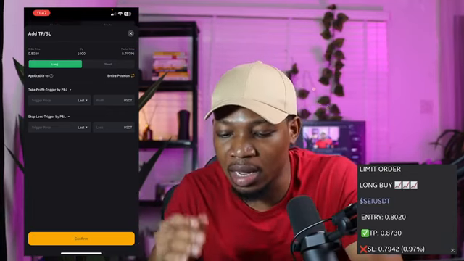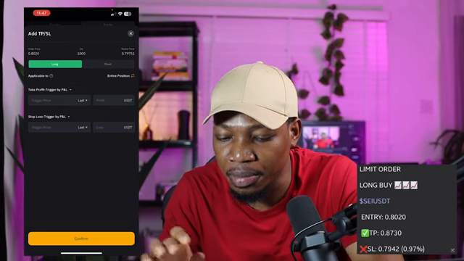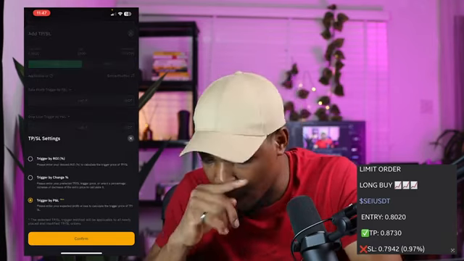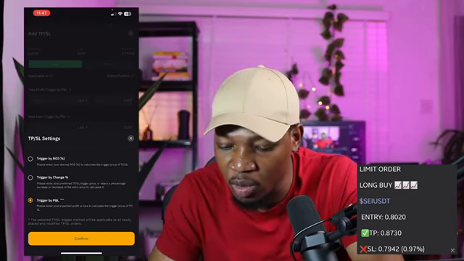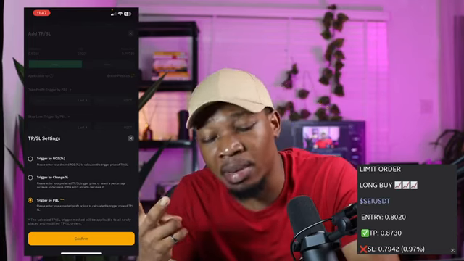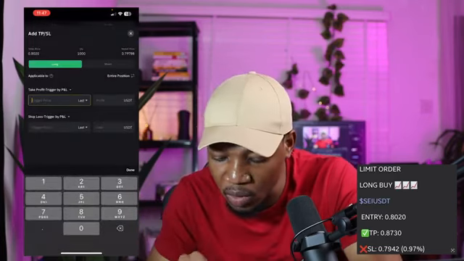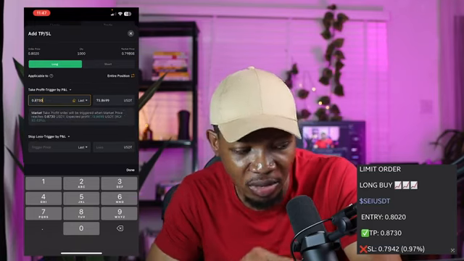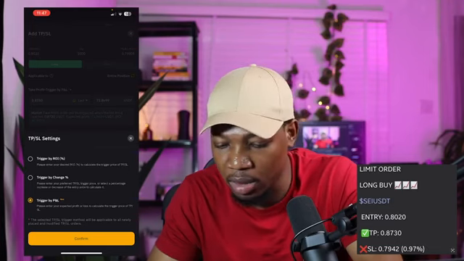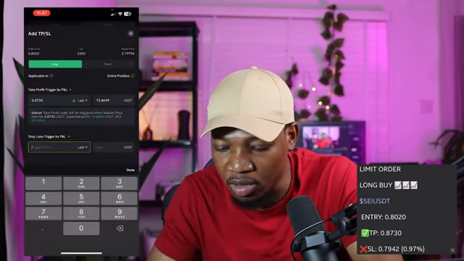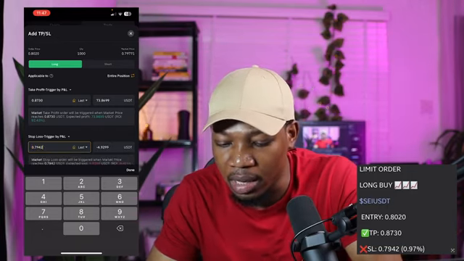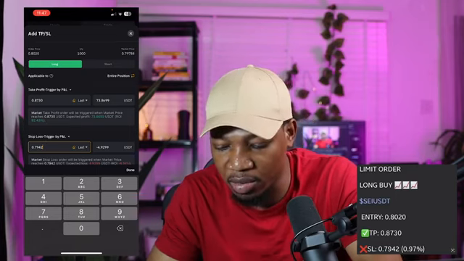So I can actually come over here, and once I tap on my TP and SL, you can see that I have the long or short. So from the signal, we are going on a long buy, and I have the option for long to actually pick whether I'm going to be triggering by ROI, or I'm triggering by a change in percentage, or triggering by the price. Okay, so I'm going to click on triggering by the price because I actually have the price on here, and I'm going to enter it. We have 0.8730, and for the stop loss, I'm also going to be doing the same thing here by the price as well. Confirm, and here I'm going to be putting 0.7942.